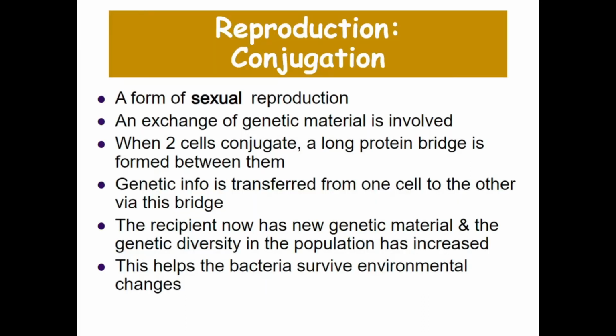The second mechanism of reproduction is conjugation. It is a form of sexual reproduction. An exchange of genetic material is involved. When 2 cells conjugate, a long protein bridge is formed between them. Genetic info is transferred from one cell to the other via this bridge. The recipient now has new genetic material and the genetic diversity in the population has increased. This helps the bacteria survive environmental change.